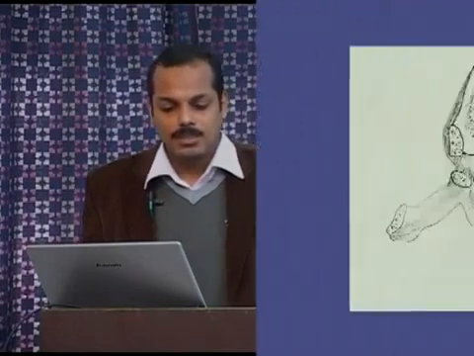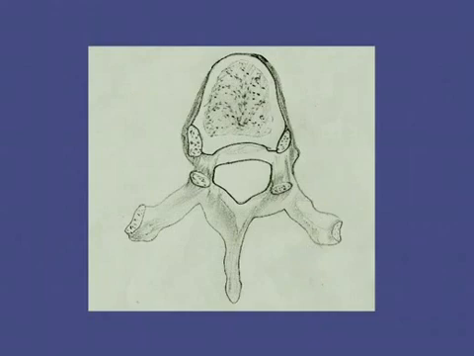The next important region of the vertebral column is the lumbar region. Again, in the lumbar region, the vertebra has a body and the posterior elements. The body is kidney shaped, and its transverse diameter is greater than the anteroposterior diameter and height. The pedicles are short and thick and project posteriorly.